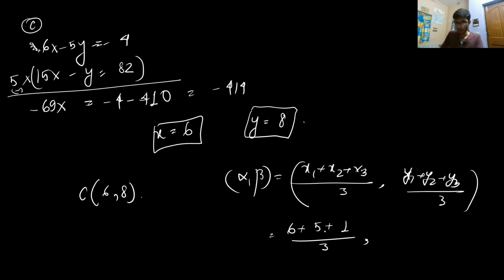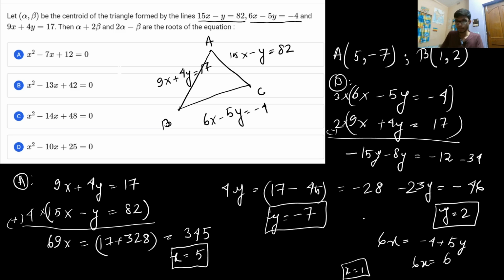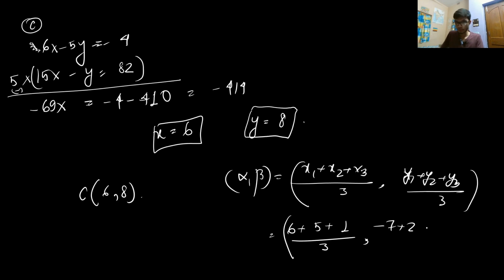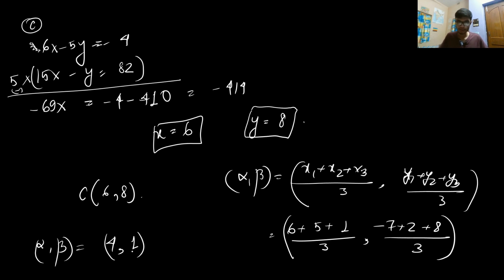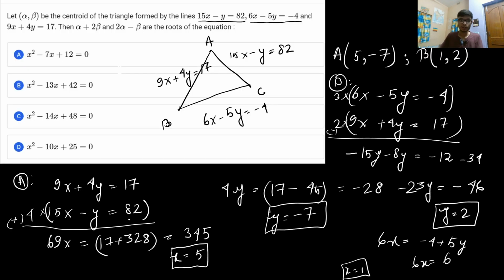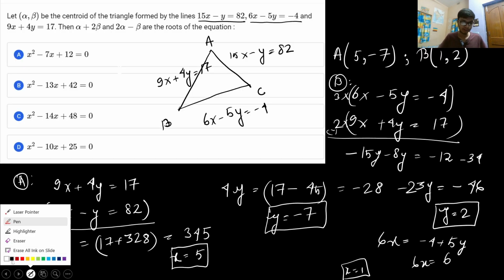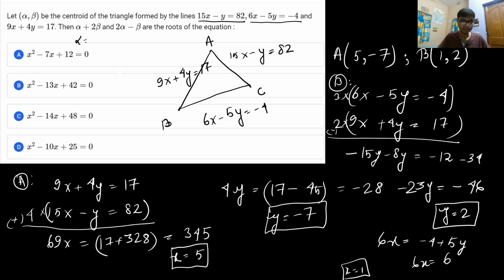Okay. So from here, if you solve this, this will become equal to 6 plus 5 plus 1 divided by 3, comma, and the second one will be minus 7 plus 2 plus 8 divided by 3. So the coordinates of the centroid are alpha comma beta, which is 12 by 3, that is 4, comma, 3 by 3, that is 1. So the coordinate of the centroid is 4 comma 1. The coordinate is mentioned in the question as alpha comma beta, that means the value of alpha is equal to 4 and beta is equal to 1.